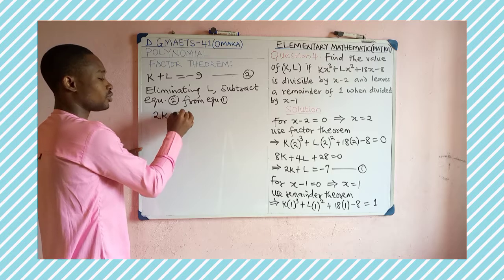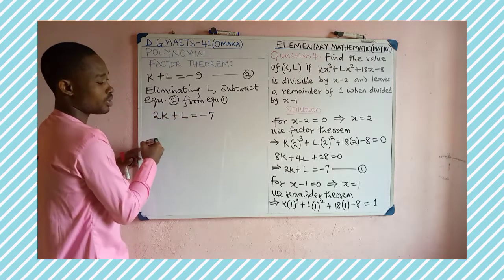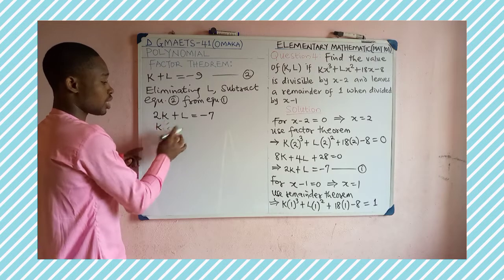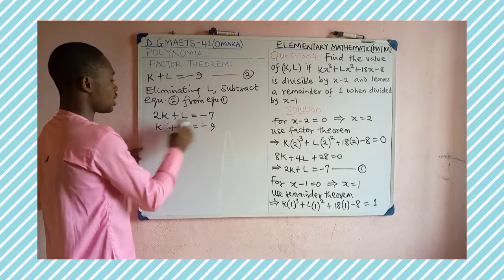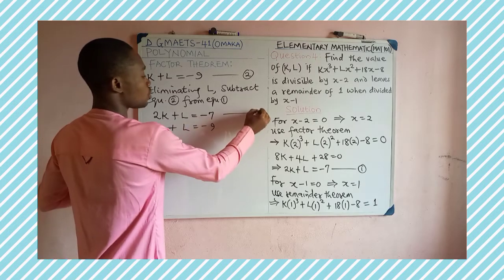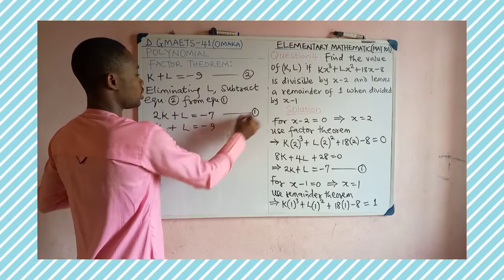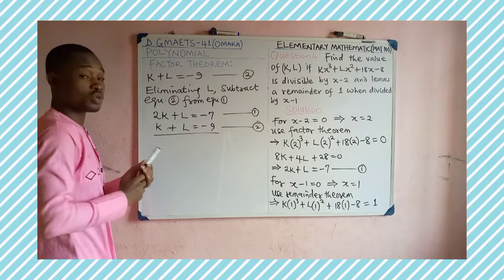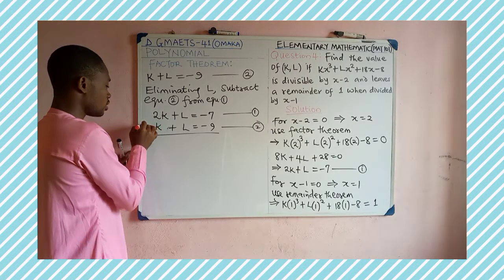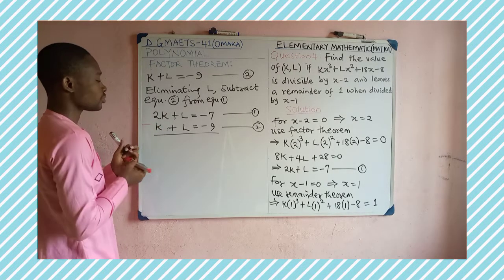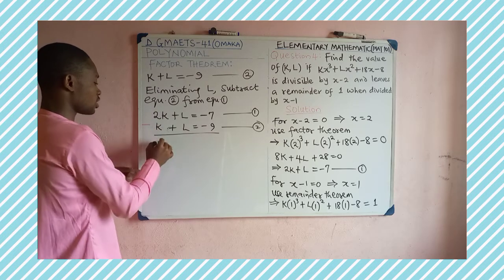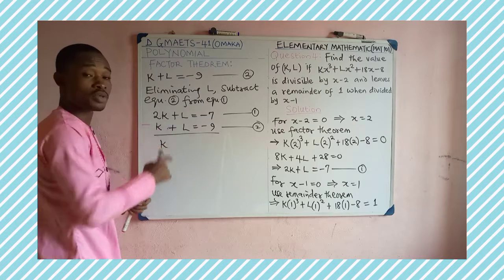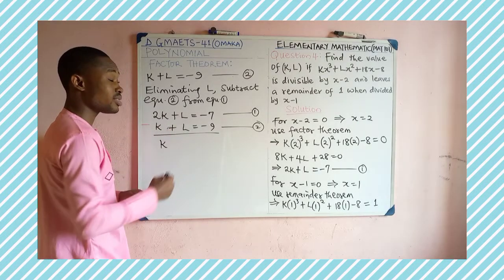Alright, let me just write it out fully for us to see. But in subsequent questions, we're not going to write it out again. Plus L, this k plus L equal to minus 9. So this is equation 2. Alright, this is equation 1. And this is equation 2. So if you do your subtraction, look at it. I'm going to use red marker to show the subtraction. This is going to be minus. 2k minus k will give us k. Then L minus plus L. Minus times plus will give us minus. L minus L is 0.